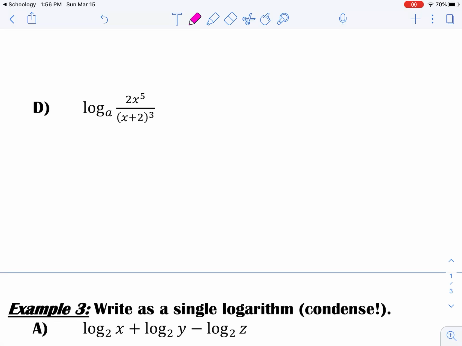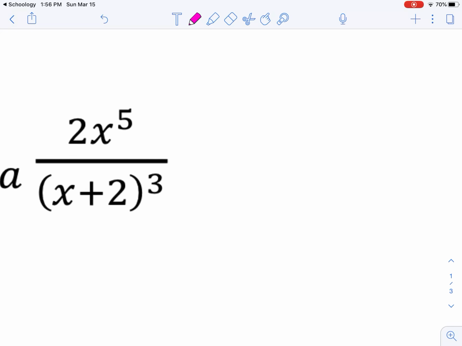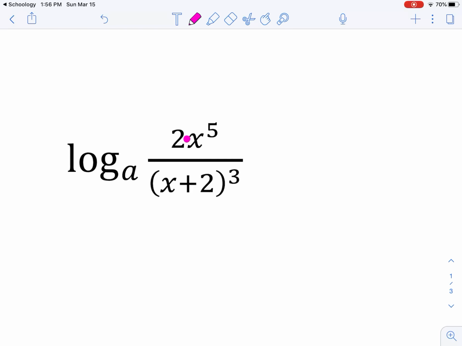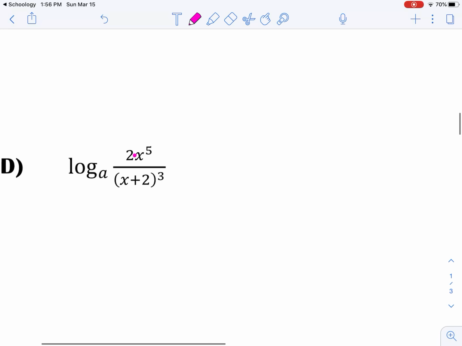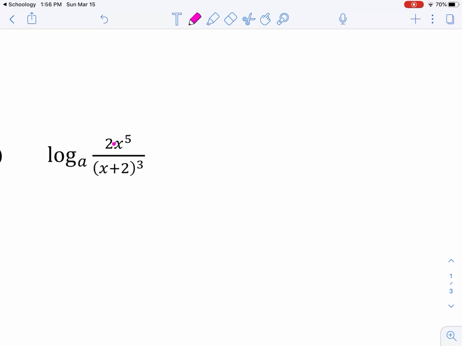All right, last one in this section. I'm going to look in my numerator. I see these are separated by multiplication, and then there's nothing separated by multiplication in my denominator. I'm going to write my 3 logarithms.